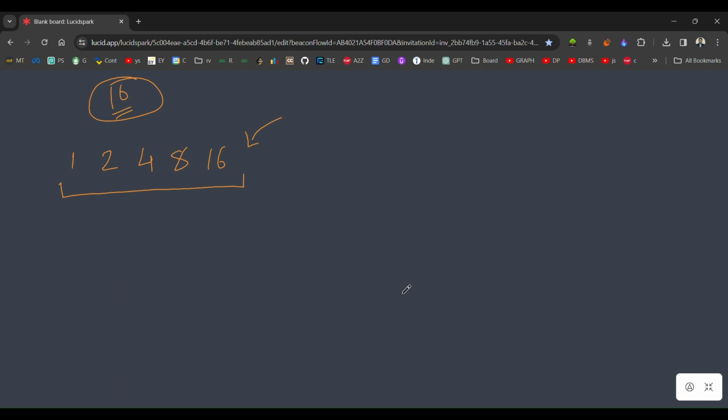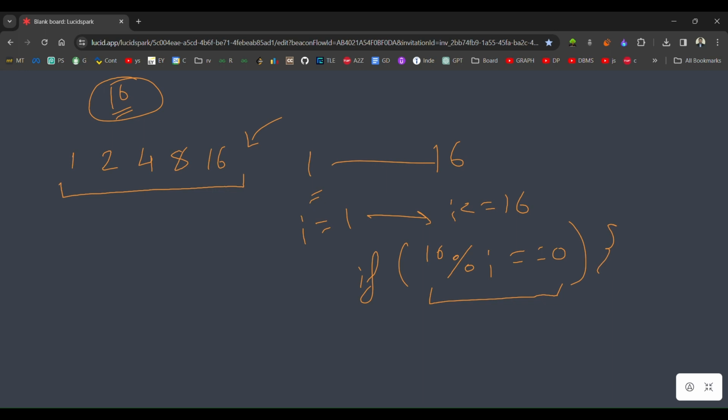So the brute force way is to basically check all the numbers between 1 to 16. Let's say you are running a loop from i equals 1 till i is less than or equal to 16, and you are checking whether 16 is divisible by i completely or not. If it is, then you will store or print the answer. Otherwise, you won't do anything. You will go to the next index, right? So this is the brute force way.